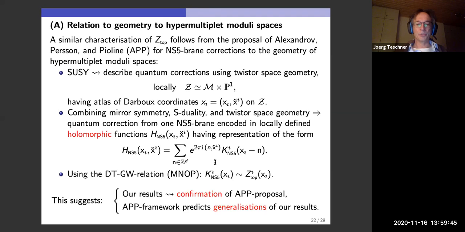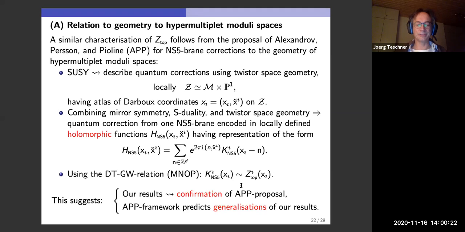And what they furthermore were arguing in their framework, in their story, using basically the MNOP correspondence, or the relation between Donaldson-Thomas invariants and Gromov-Witten, was that the thing which appears here in this expansion is actually the topological string partition function. And looking at this from our point of view, it seems we may basically have just rediscovered their proposal, but probably with some added value or bonus features.